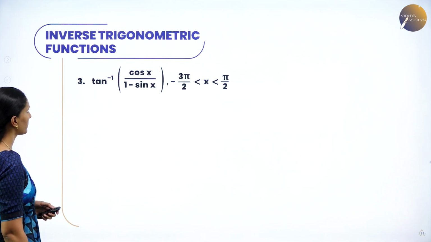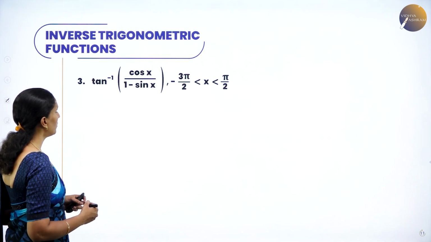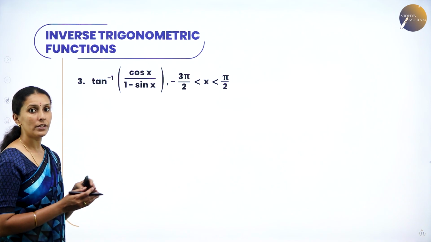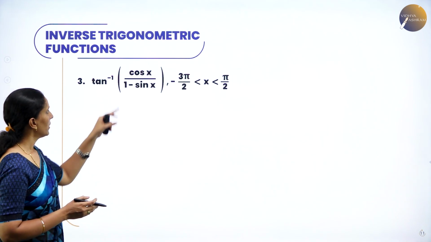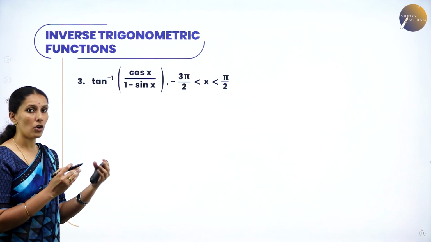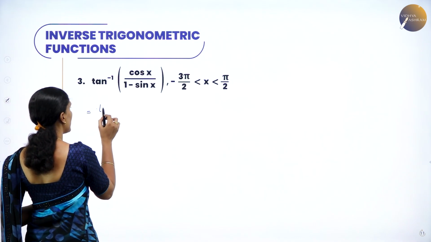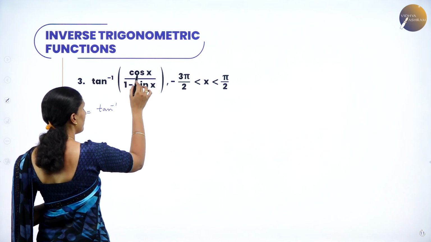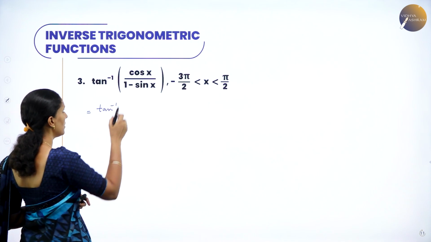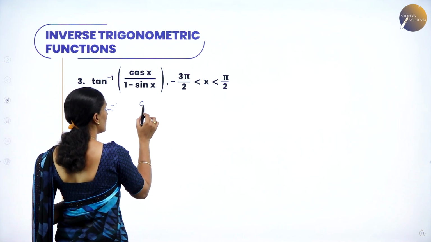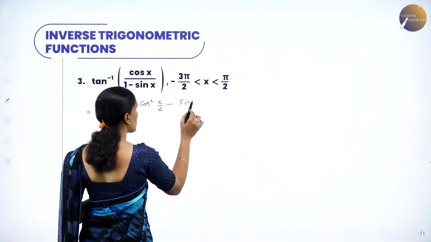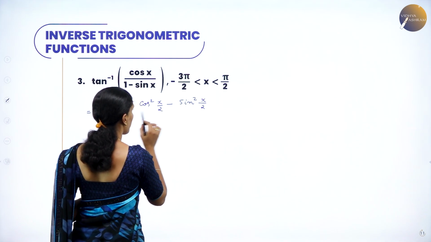Next question. Tan inverse of cos x divided by 1 minus sin x. Here also we can use the half angle formula. So here, instead of cos 2x, I am using cos x. So I can write this as tan inverse of, if I have cos 2x, I have written as cos square theta minus sin square theta. So here I'll write it as cos square x by 2 minus sin square x by 2.